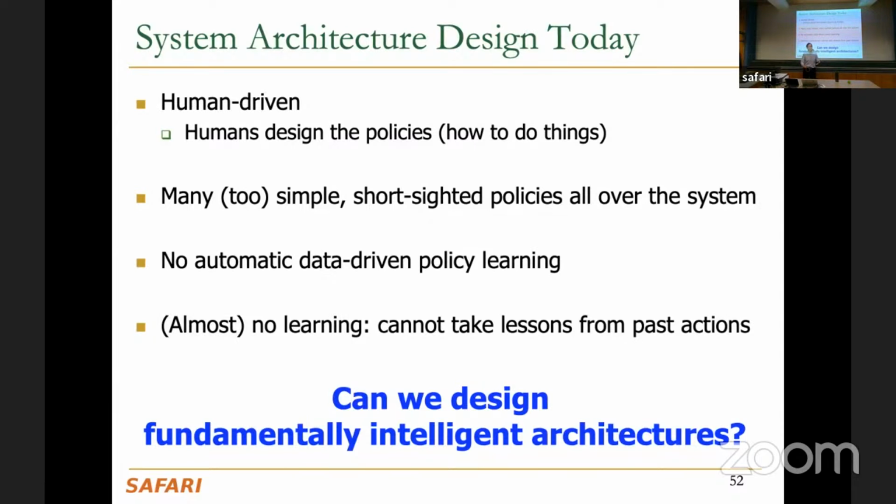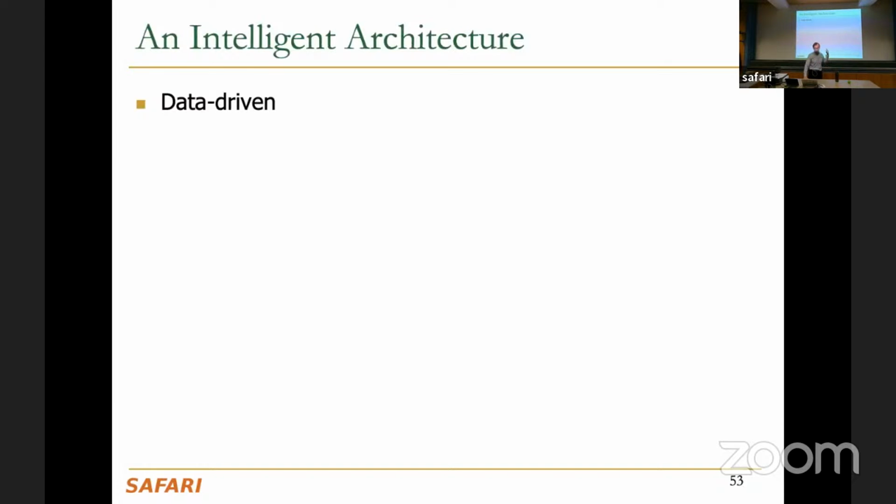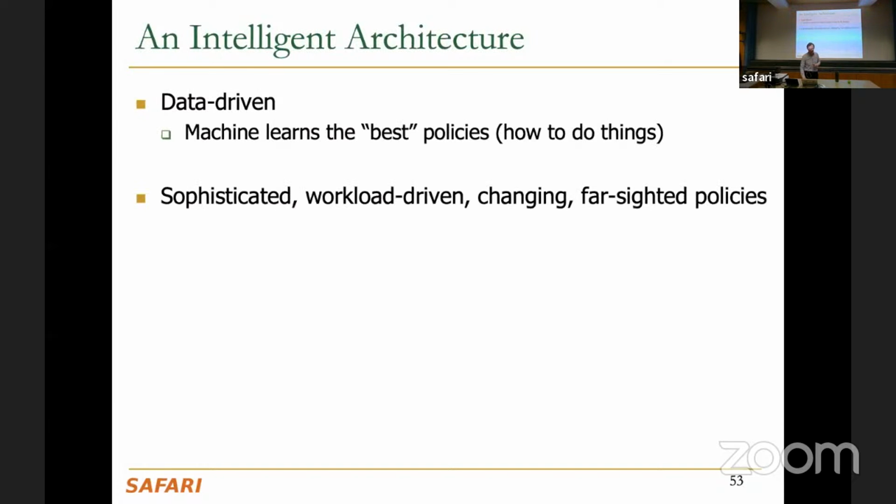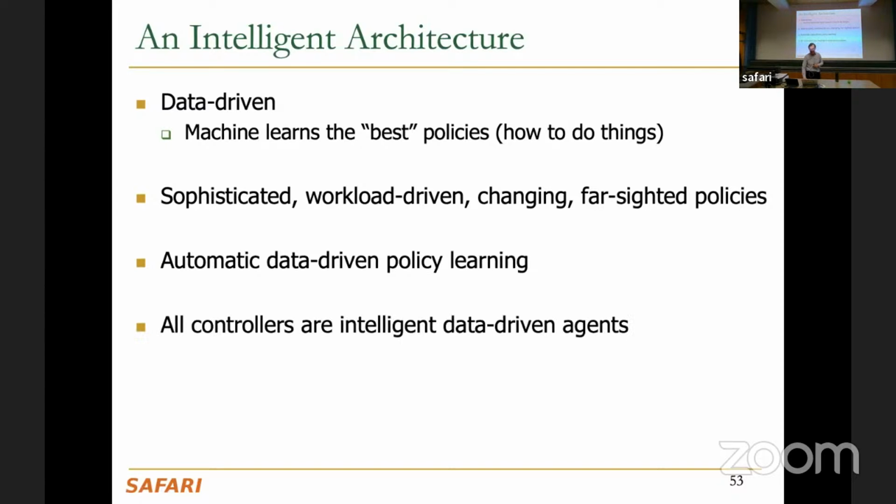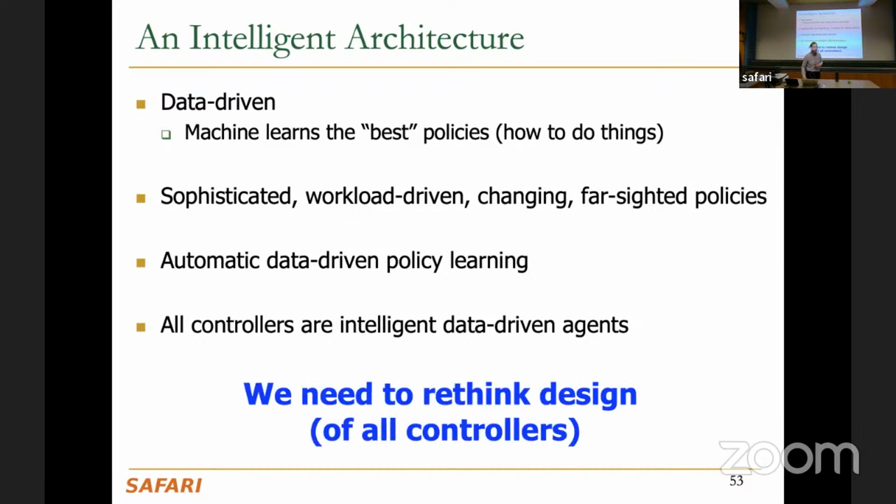This is actually good because it also enables systems that get better over time. It's like online profiling: online, you figure out things and the system becomes better over time. There's also online learning. The system becomes better over time because of the policies that are employed. So I think an intelligent architecture should be more data-driven. Machine learns the best policies and how to do things. Hopefully this leads to sophisticated workload-driven, changing policies that employ automatic data-driven policy learning. Ideally, all controllers are intelligent data-driven agents. Whatever you design is making a decision based on data as opposed to what's dictated by humans. And then they need to coordinate with each other, because you don't want one learning agent making one decision and another agent making another decision. Because of the lack of coordination, they would make contradictory decisions for the overall system. That's also very important.